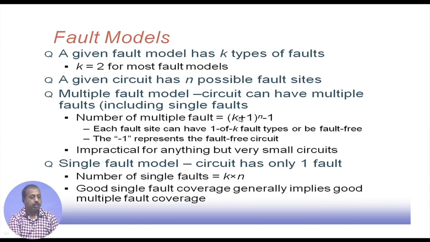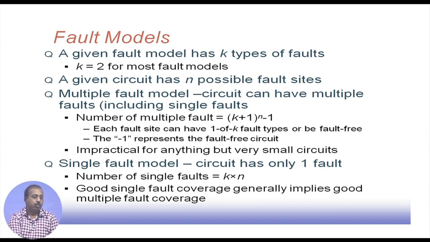If you consider multiple faults occurring simultaneously, then the total number of multiple faults is given by the expression (k plus 1) to the power n, minus 1, where this 1 is the good circuit, the fault free circuit, which is excluded. So, this is the number of multiple faults that can occur. Naturally, this is impractical, except for very small circuits where n, the number of lines in the circuit, is very small.